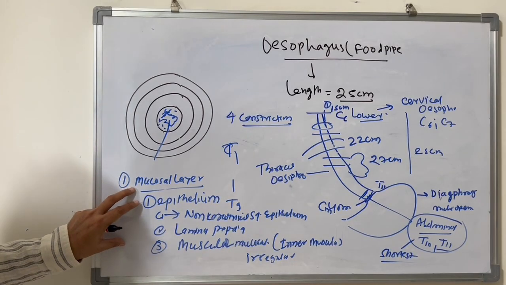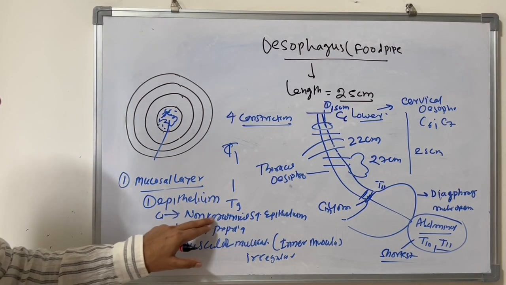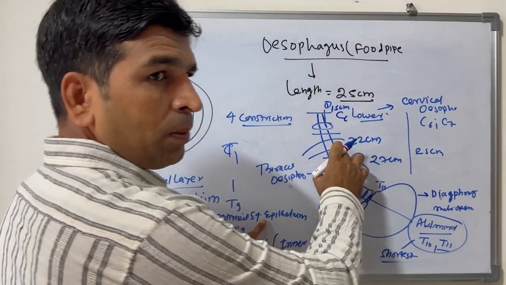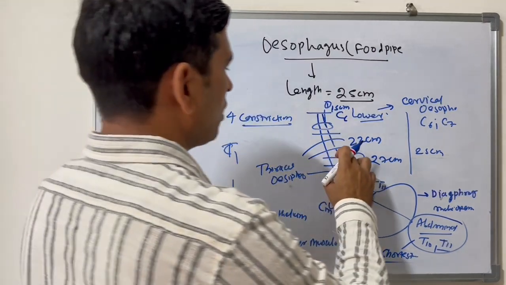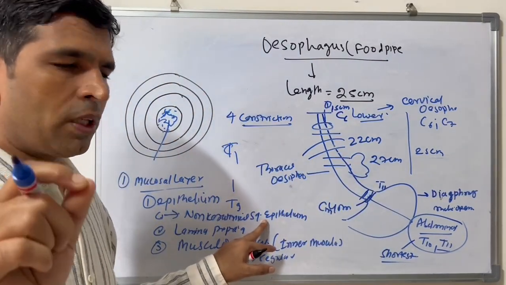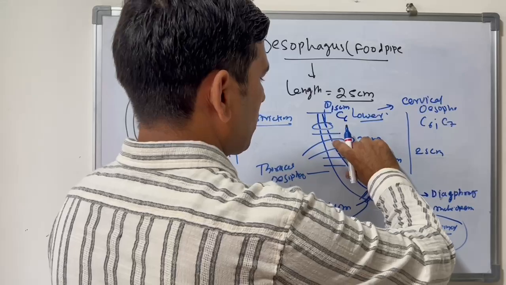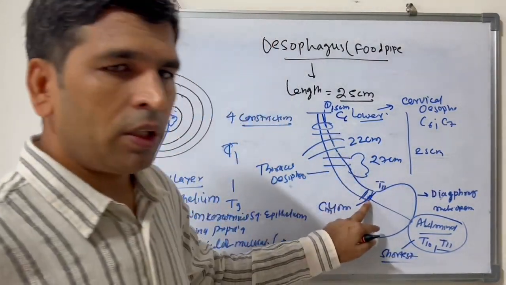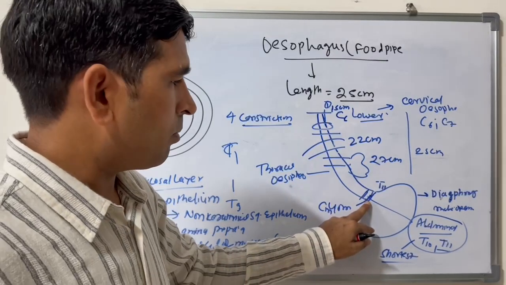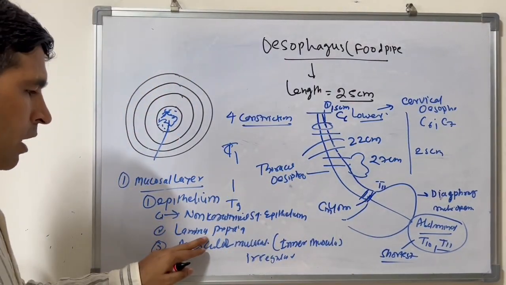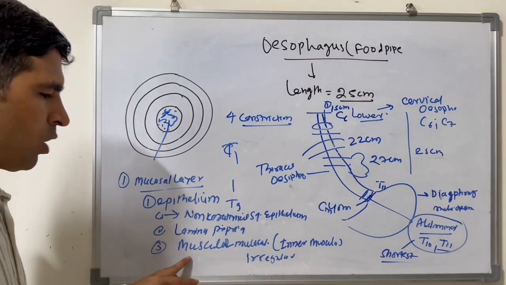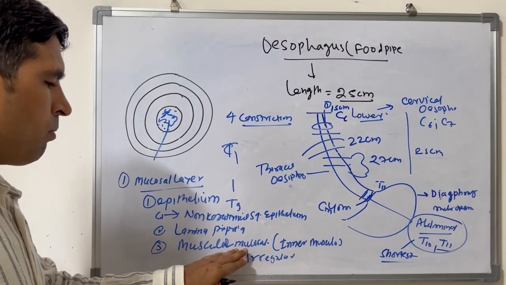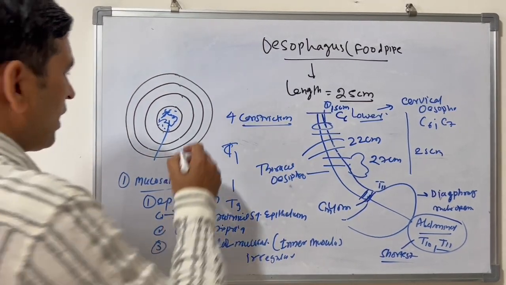So this mucosa has three parts. The epithelium is non-keratinized squamous epithelium up to the cervical esophagus. The thoracic esophagus has a mixture of columnar and squamous epithelium, and the abdominal part has only columnar epithelium. The lamina propria is the thin connective tissue, and this irregular longitudinal layer is the muscularis mucosae.